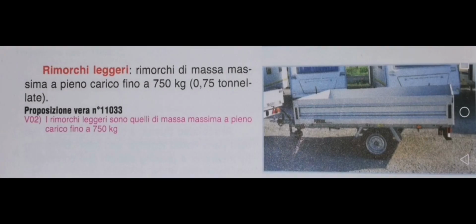The next one here is remorchio leggeri. How do we know that a remorchio is leggeri? Remorchi leggeri con massa massima a pieno carico fino a 750 kg, or 0.75 tonnellate. So that is remorchio leggeri. If a remorchio can carry a load that is more than 750 kg, it is no longer remorchio leggeri. Then it becomes remorchio.